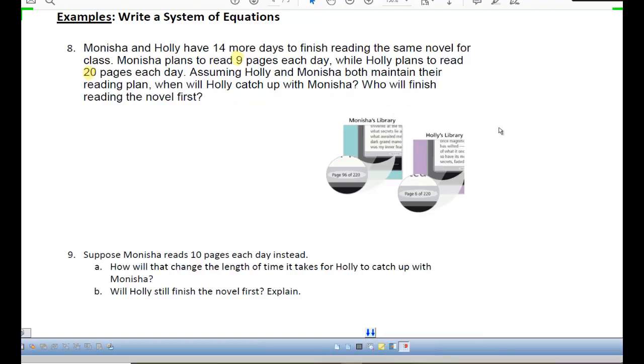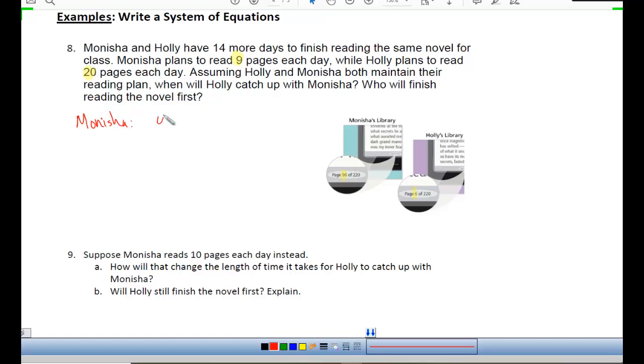So let's take a look. We get some additional information down here, it looks like. They tell me Monisha's already on page 96 and Holly's on page 6. So let's go ahead and model these. So let's start with, I guess, Monisha. So let's see, she's got 96 pages. That's her initial value, her starting point.